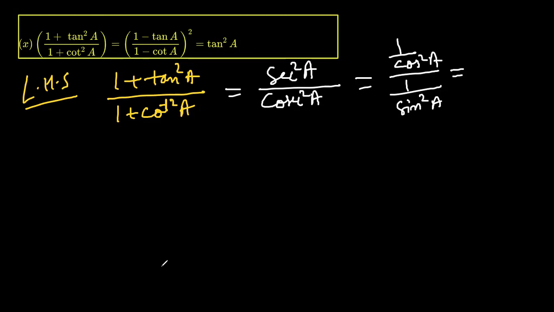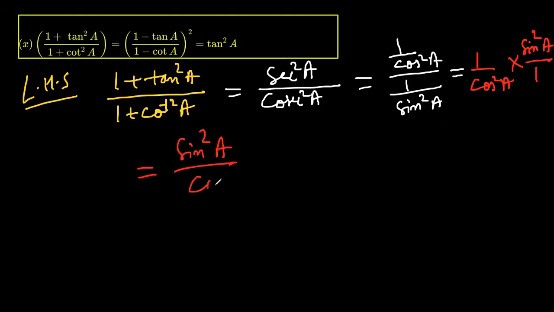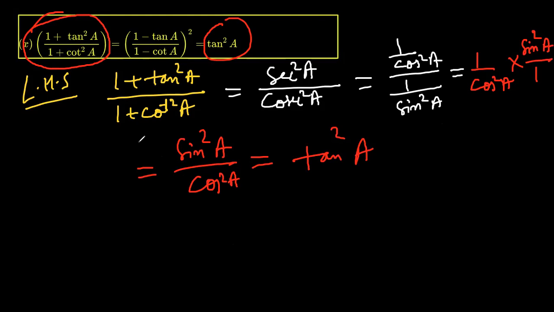And finally we can write this as 1 over cos square A into sine square A divided by 1, which is same as sine square A divided by cos square A. Well, so the left hand side, this term, it's same as tan square A because sine by cos is tan. So this thing is tan square A. So we have shown the first term is same as tan square A.